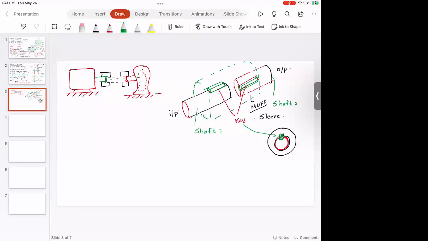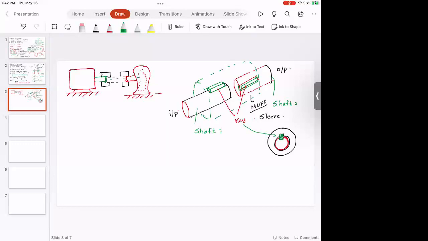So the next question is, how do we design this key? What types of failures are possible in the key? There are many types of keys. There is a rectangular key. There is a square key. There is something called the Woodruff key. There is a key with maybe a set screw just to make sure that it is located properly. But the design principles behind the keys are the same. And I'm going to try to explain that with the example of either a rectangular key or a square key.